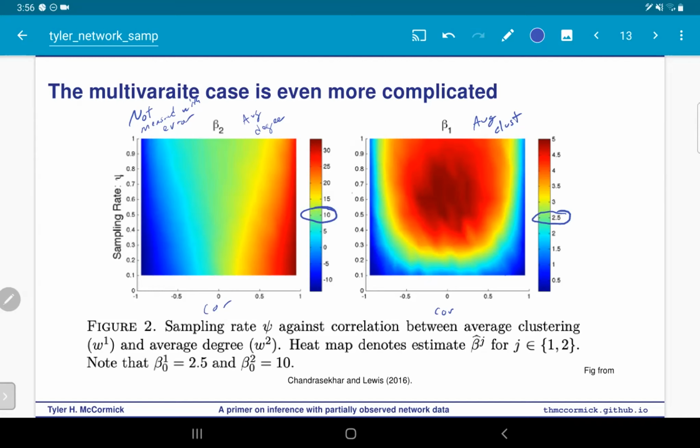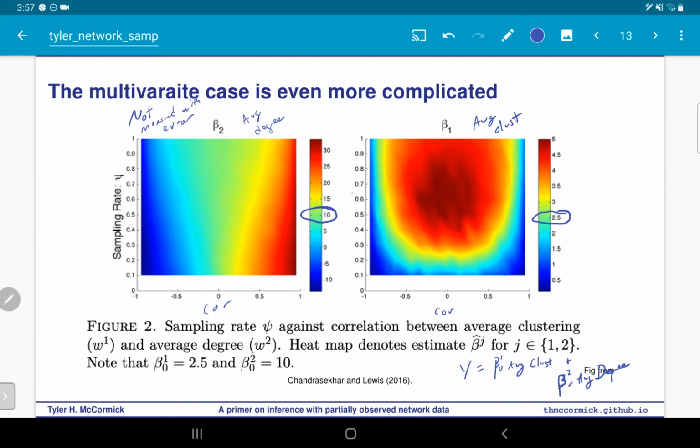Remember, this is a regression where the outcome y is beta 0 plus beta 1 times average clustering plus beta 2 times average degree. And here the average degree is not mismeasured.